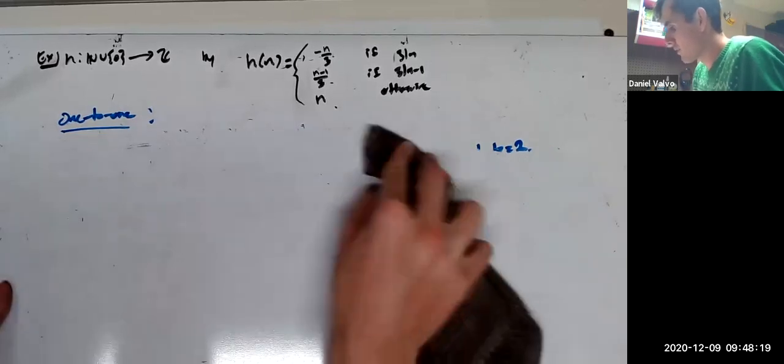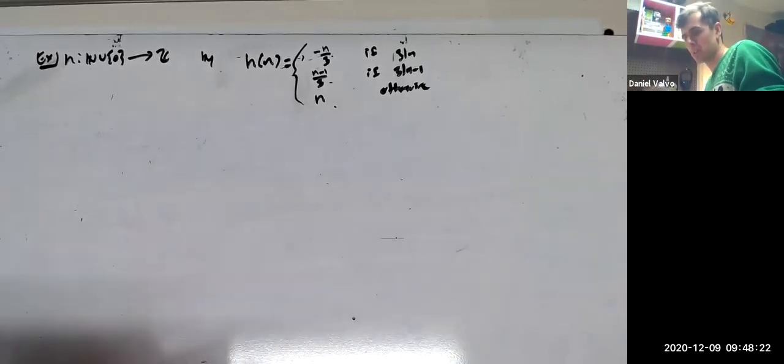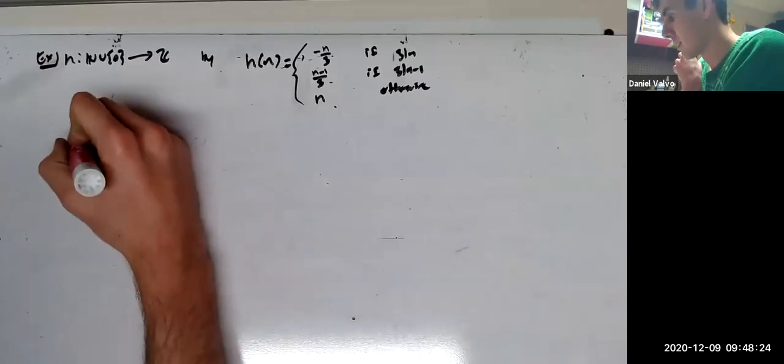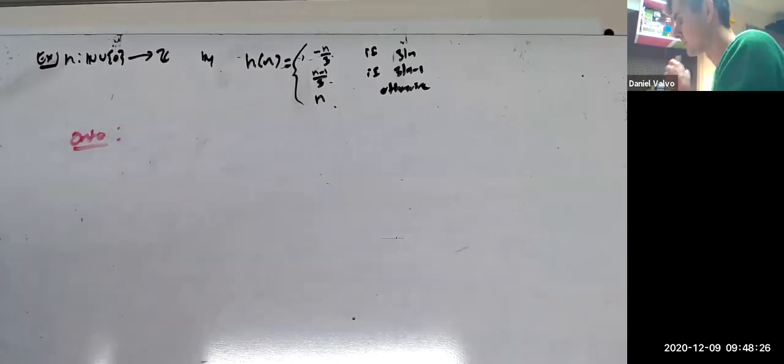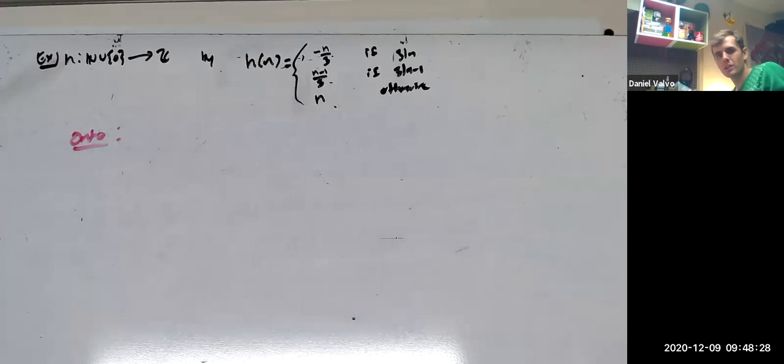Now, last we have onto. That's really the interesting one here. So onto is the interesting one. All right. So to prove a function, first of all, do we think this function's onto? I'm going to say yes.